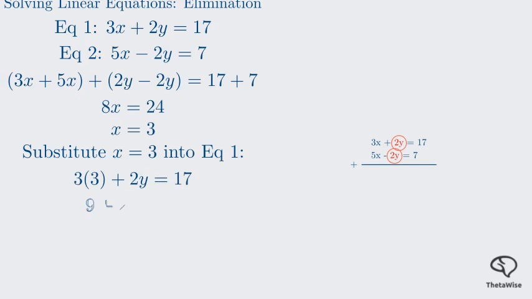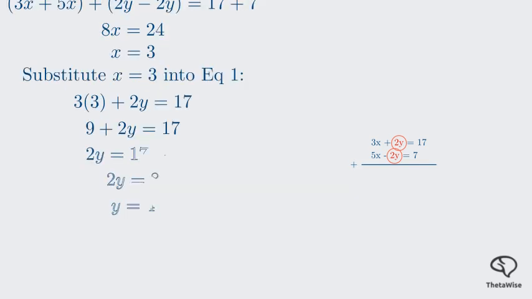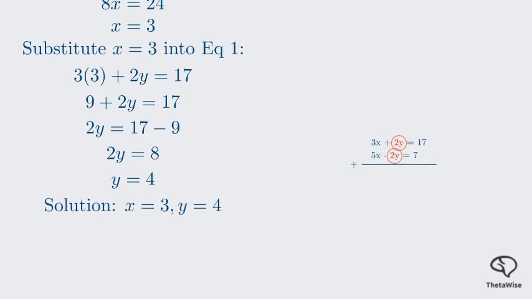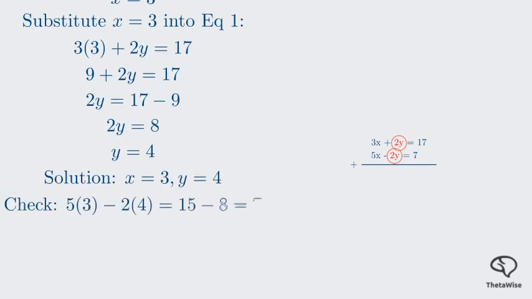3 times 3 is 9, so we have 9 plus 2y equals 17. Subtracting 9 from both sides, 2y equals 8. Dividing by 2, we find that y equals 4. So the solution is x equals 3 and y equals 4. You can always check your work by plugging both values into the second equation to see if it holds true. 5 times 3 is 15, minus 2 times 4 is 8, and 15 minus 8 is indeed 7. Our solution is correct.